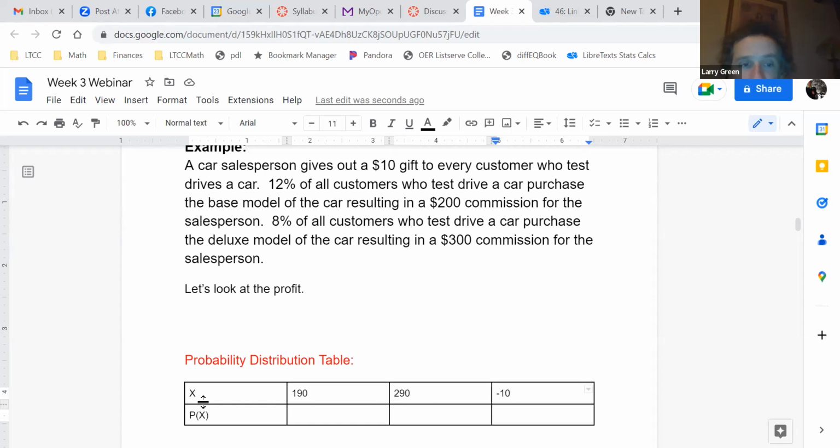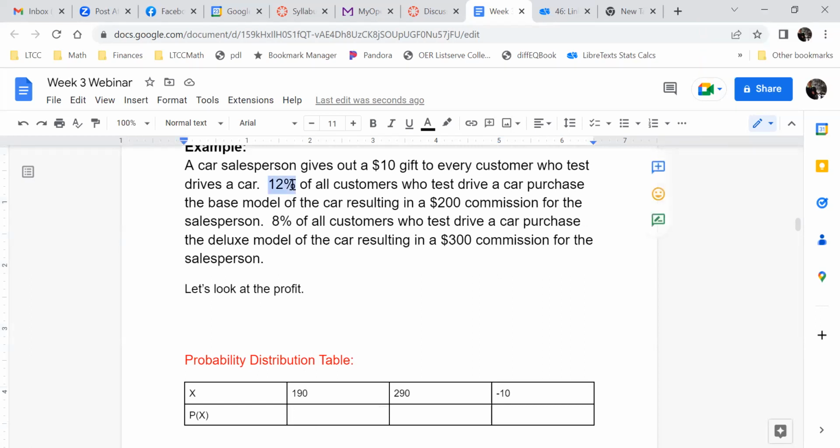Okay, so now in the probability distribution table, and by the way, you can write it vertically or horizontally. Usually do whatever fits on the page. So I made it horizontal so you guys can see it better. But sometimes you'll have X and P of X, and then it'll come down. So what is the probability of a $190 profit? It's given in the question. 0.12. So it's 12%. Remember, to turn a percent into a decimal, you need to move the decimal over 2 places to the left, and that would be 0.12.